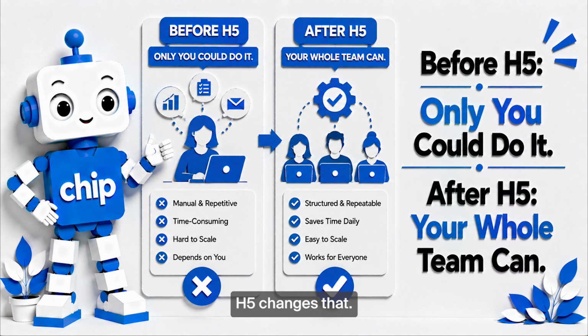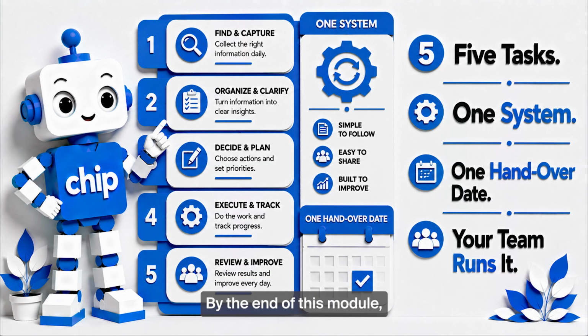H5 changes that. By the end of this module, any team member can run your AI tasks using a saved file. The same instruction. The same good result. Every time. Whether you are there or not. By the end of this module, you will have named your 3 most repeated business tasks. You will have built a complete 5-part saved instruction file for your main task. You will have added a 3-point check so every output is safe to use before it reaches a customer. You will have started tracking your time savings in rupees. And you will have made a plan to hand your saved files to your team with a committed date.